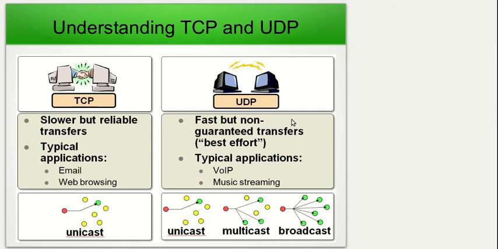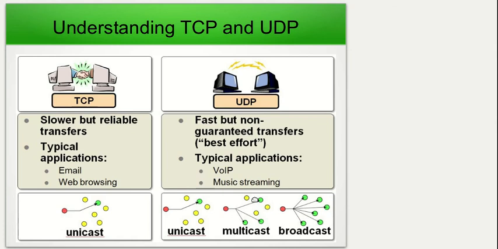So we reached the end of this video, and I just want to recap what we've covered. TCP is slower than UDP, but allows for reliable data transfers, normally used for email and web browsing, and normally sends unicast traffic. UDP is faster, but doesn't guarantee that the data will get there. It just hopes it gets there. It's best effort. Normally used for VoIP and music streaming and video streaming, and supports unicast, multicast, and broadcast traffic.